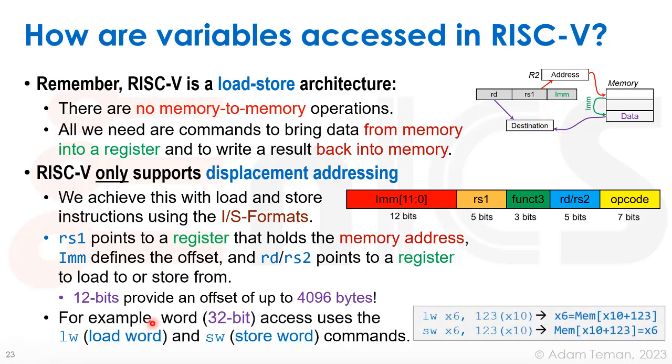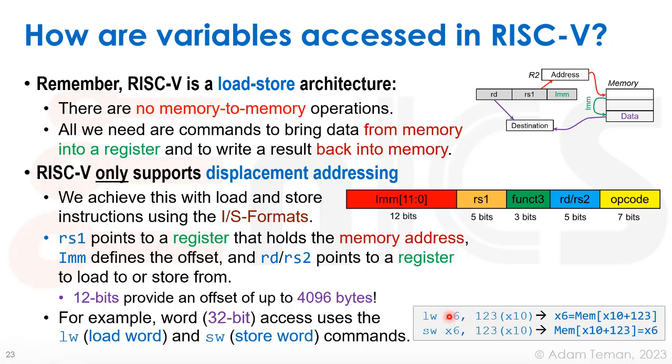Okay, so for example, we have word access commands, LW and SW. There are also byte access and so forth commands. So when we use a load word command, we're going to say load word x6, 123(x10). That means we should load into register x6 the memory data that is in the address that is stored inside x10 plus an offset of 123. So this is saying 123 offset from address x10.